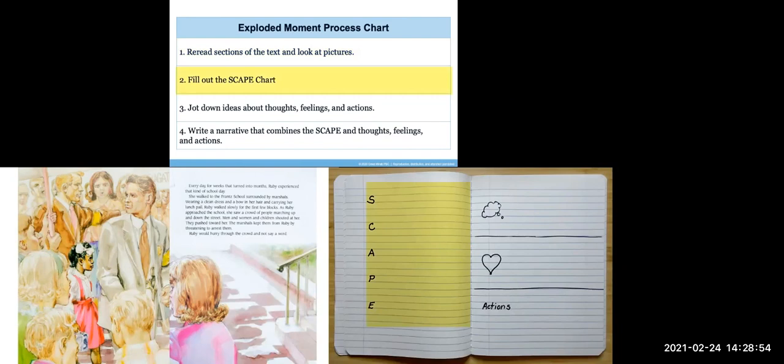Now it's time to fill out the SCAPE chart. And remember, your facts for the story elements are coming directly from this text. So you can reread this text again using the page that's on the screen, or you can scroll back to listen and to view again. Pause here to fill out the SCAPE chart with all of the story elements. Remember, you may not have an ending since we're not using the SCAPE chart for the whole book. Just hit play when you're ready to move to the next step in the exploded moment process chart.